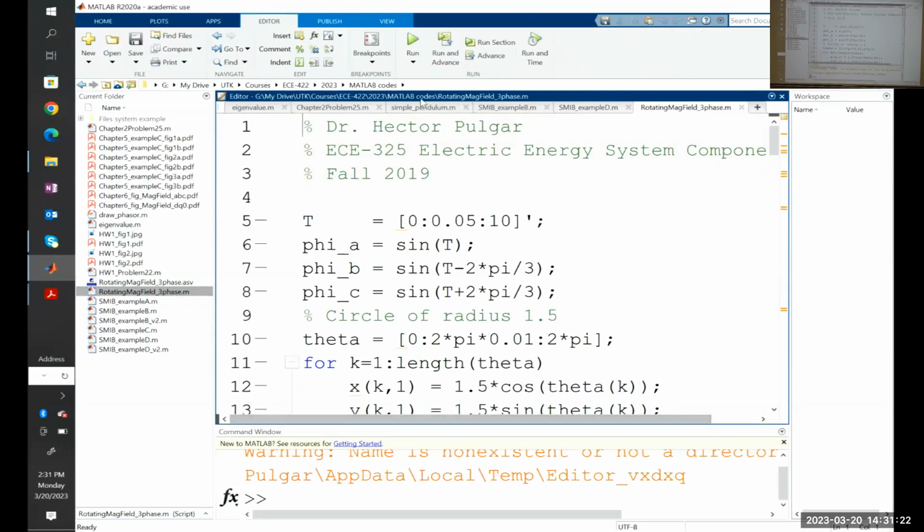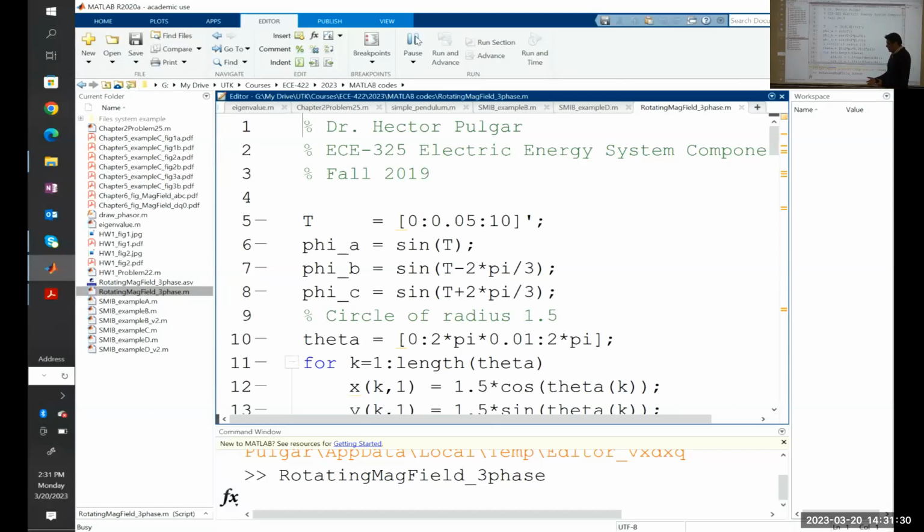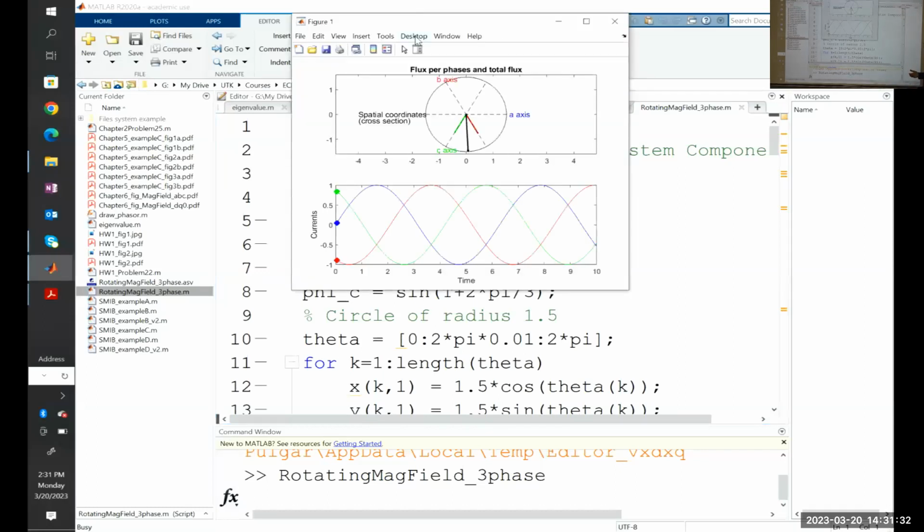There it is. And we run it. So the first part is the visualization of the rotating magnetic field just using A, B, and C. The currents are moving according to the sinusoidal pattern with A, and I am stopping the code right there.